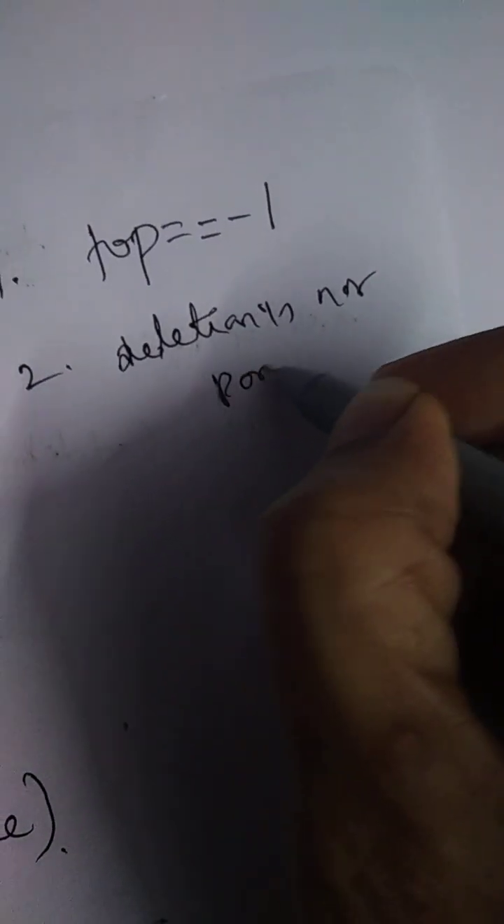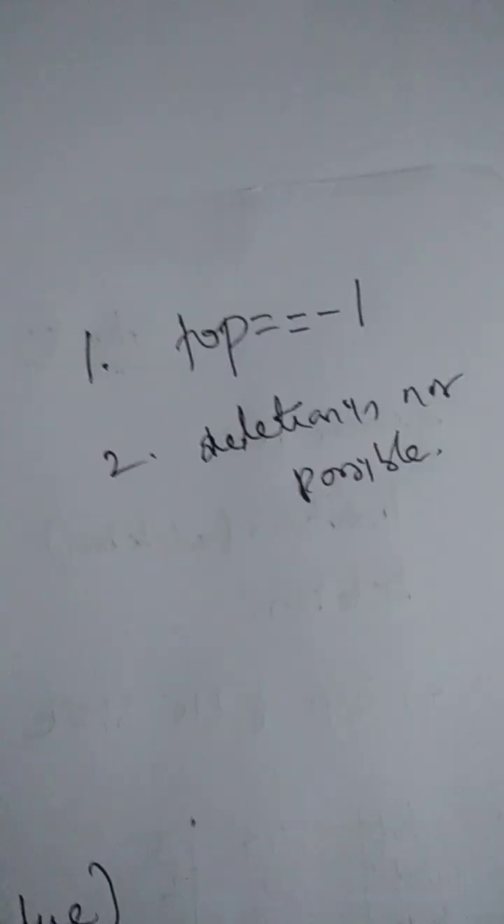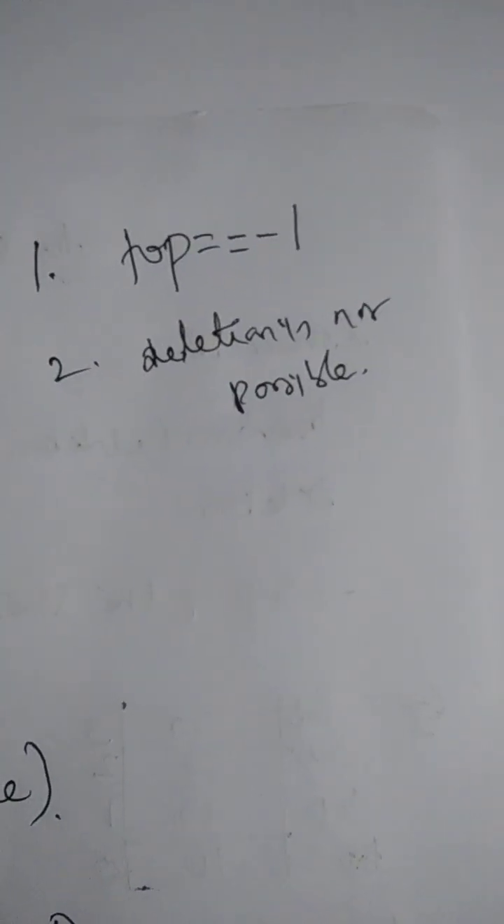So what is the condition here? Top is equal to -1. Right? Top is equal to -1. Now, display a message: deletion is not possible. Why? Because here the stack is empty. Stack is empty, so deletion is not possible.